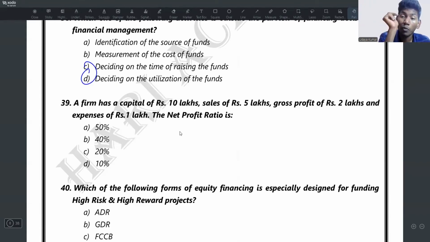So first you have to arrive at the gross profit. In the question, look for the gross profit. It is given 2 lakhs minus expenses 1 lakh. So the net profit would be 1 lakh, right? So 1 lakh divided by 5 lakh, which is nothing but 20%. Clear? So moving to question number 40.